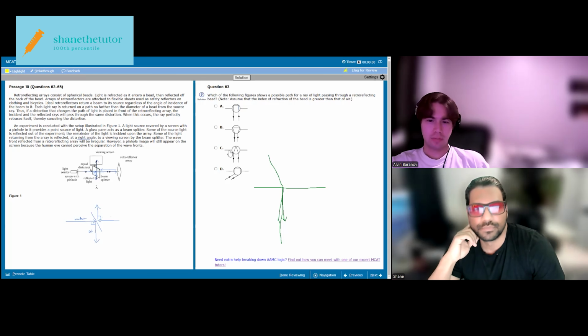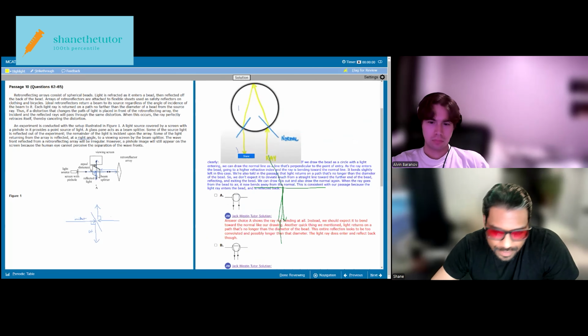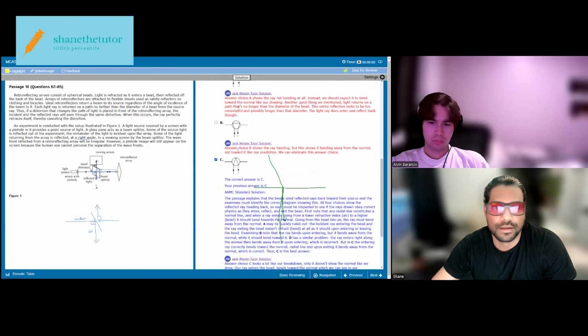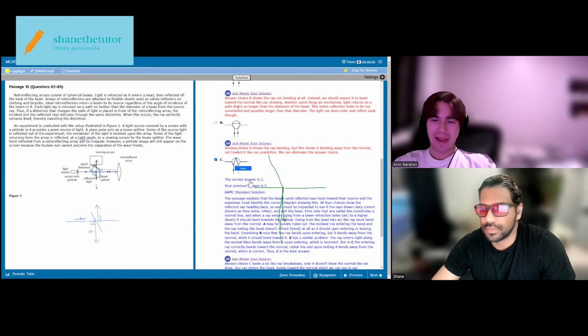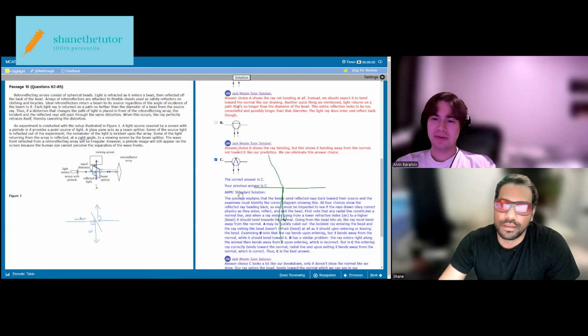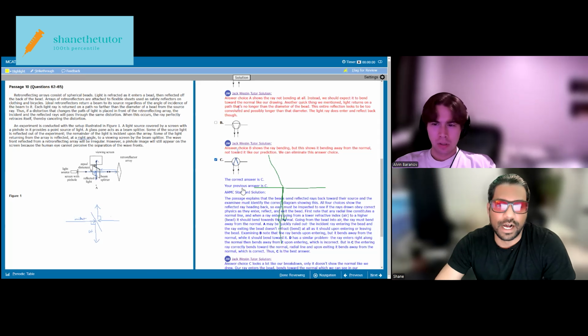How do you know it's converging though? Well, you see that this light ray comes at this single point. No, but how do you know that the answer would have to be something that's converging?